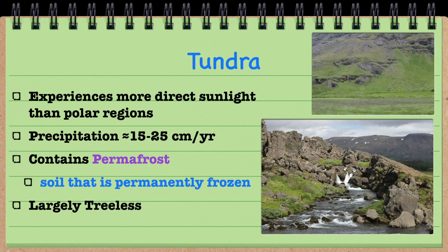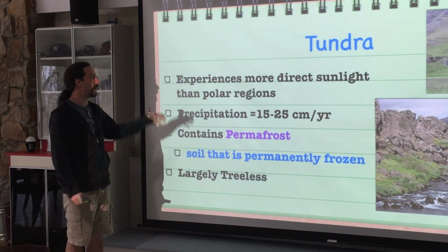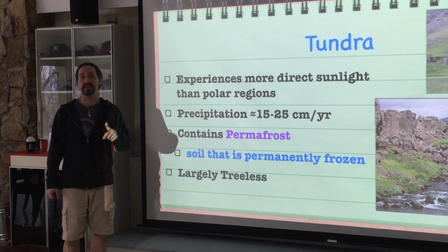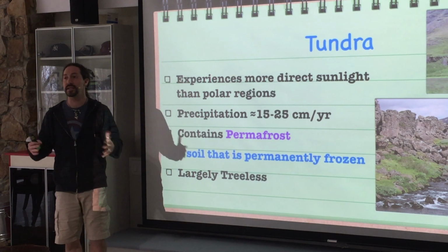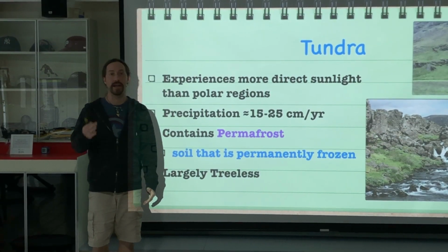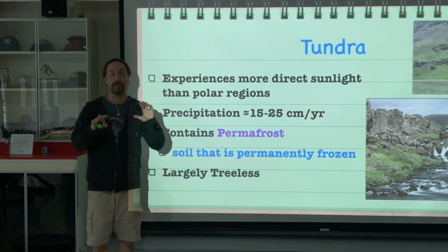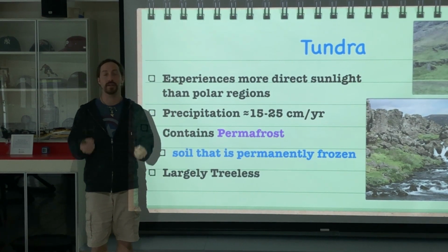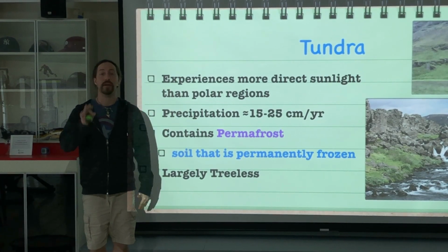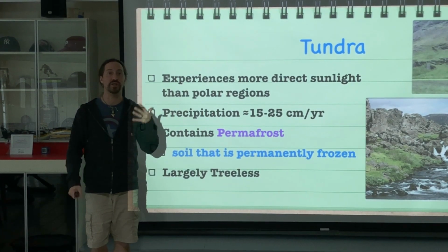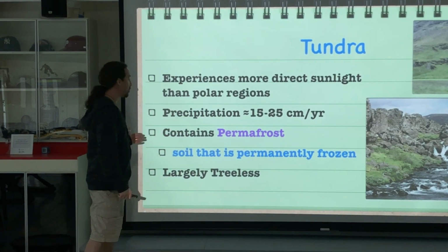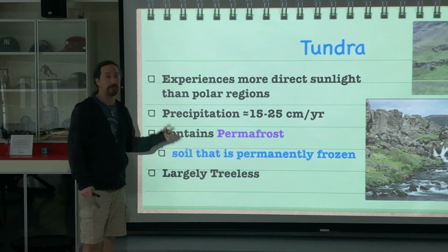Next, moving just a little bit closer to the equator, we get to the tundra. Now, this happens to get a little bit more direct sunlight than the polar regions, and thus it has a little bit more solar energy. And that means that we're going to end up with the ability for plants to grow because they can undergo photosynthesis. The other thing is there is soil. The issue for the tundra is that the soil isn't deep. You happen to have this thing called permafrost. So the soil that's permanently frozen.